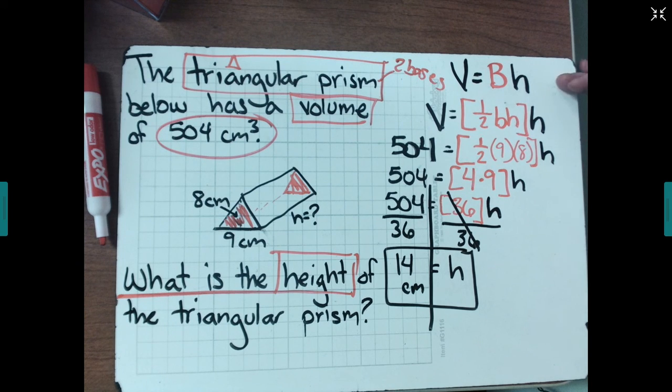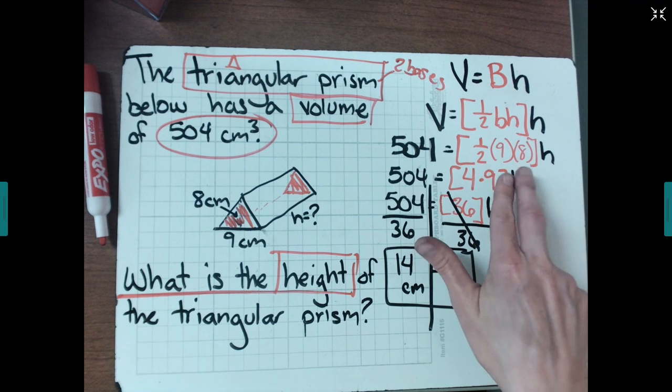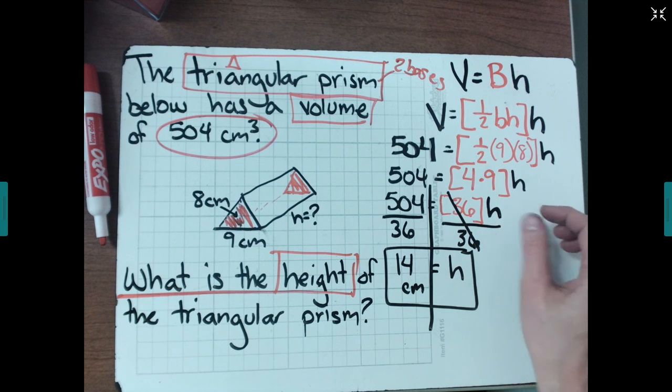So again, I wrote my formula. I replaced the area of the base formula. Then I plugged in and cleaned up that number that's in front of my h so that I could isolate the height and get it by itself. All right, let's try one more problem.